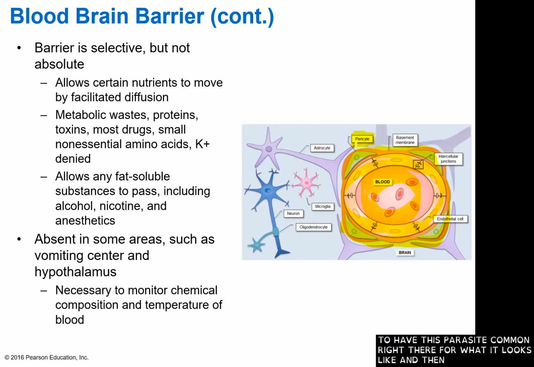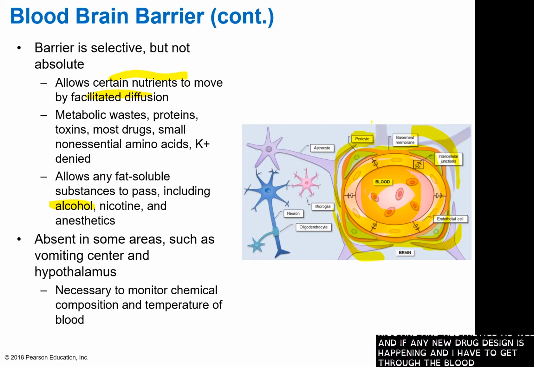And then also we have this extra layer with these astrocyte feet wrapping around it. Again, that is controlling what comes in and out of the brain. So it allows certain nutrients to move by facilitated diffusion. Metabolic waste can get in and out, and allows any fat-soluble substance, so including alcohol. This is why alcohol has an effect on your brain, nicotine, and anesthetics as well. And if any new drug design is happening and they have to get through the blood-brain barrier, that's usually the main preventative thing that occurs in drug design.